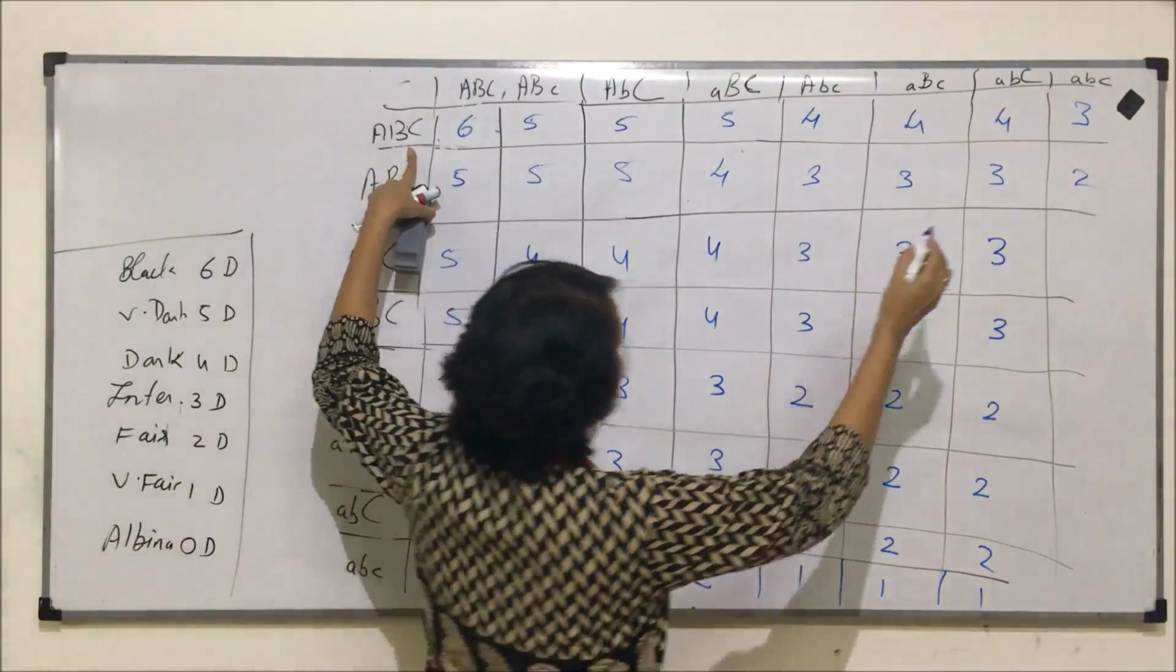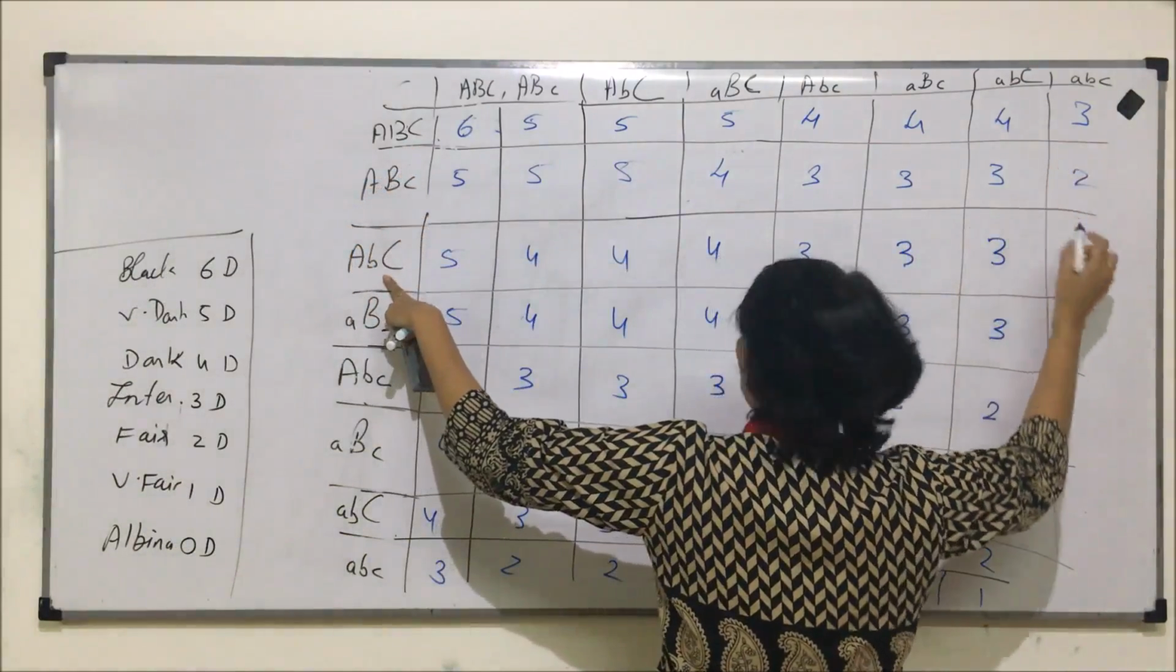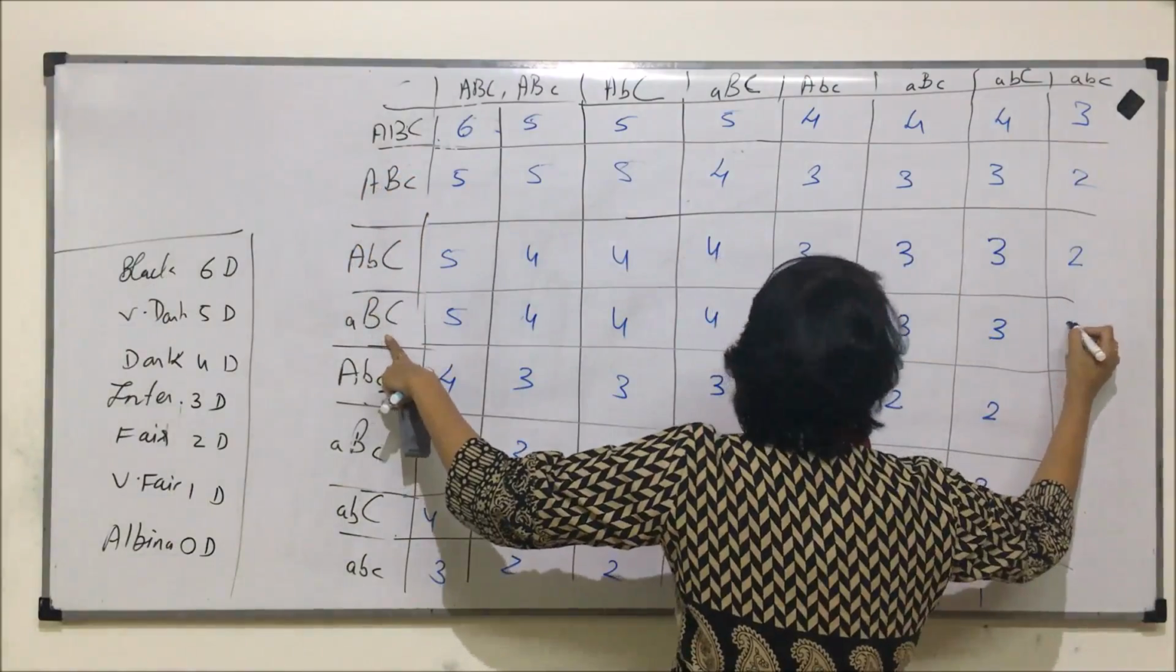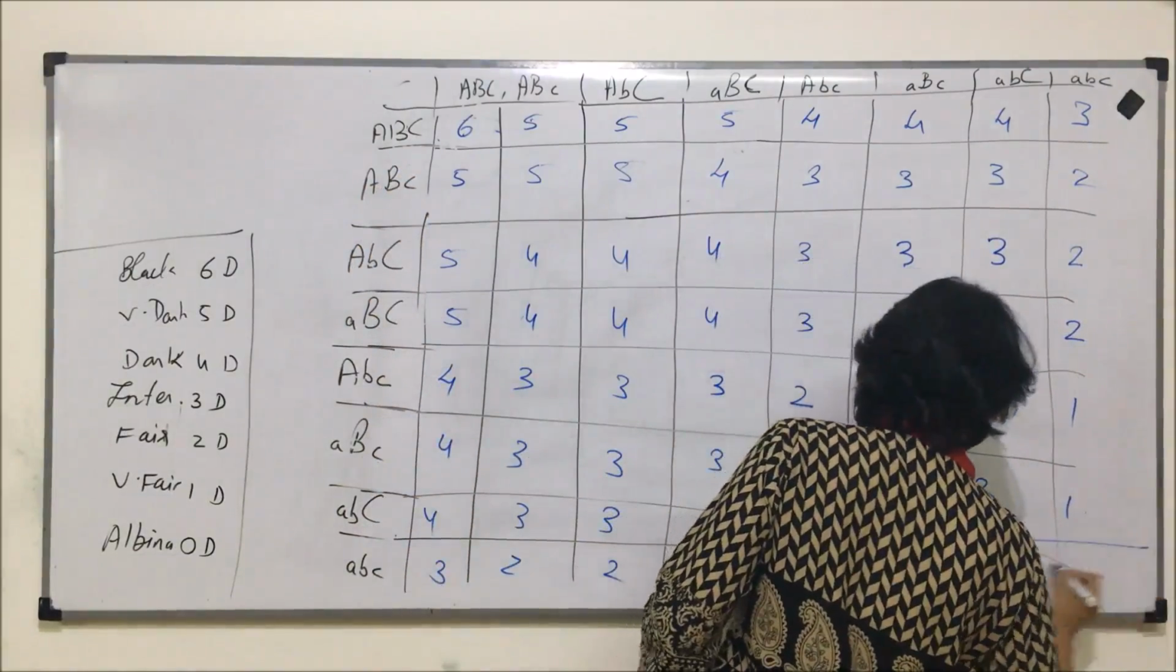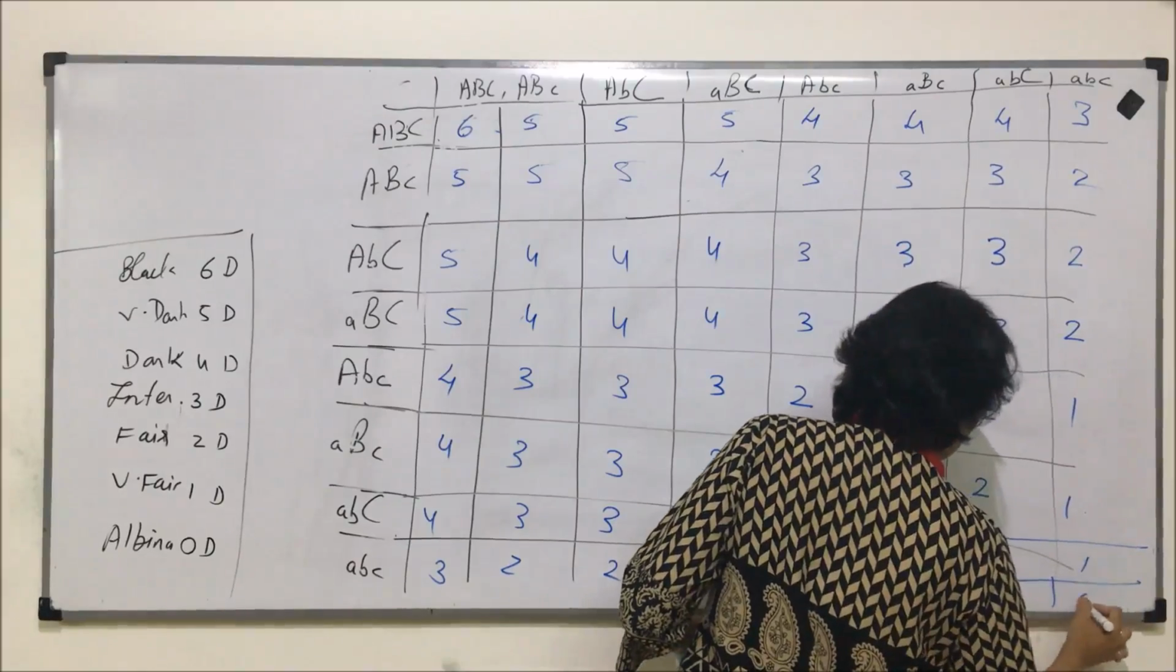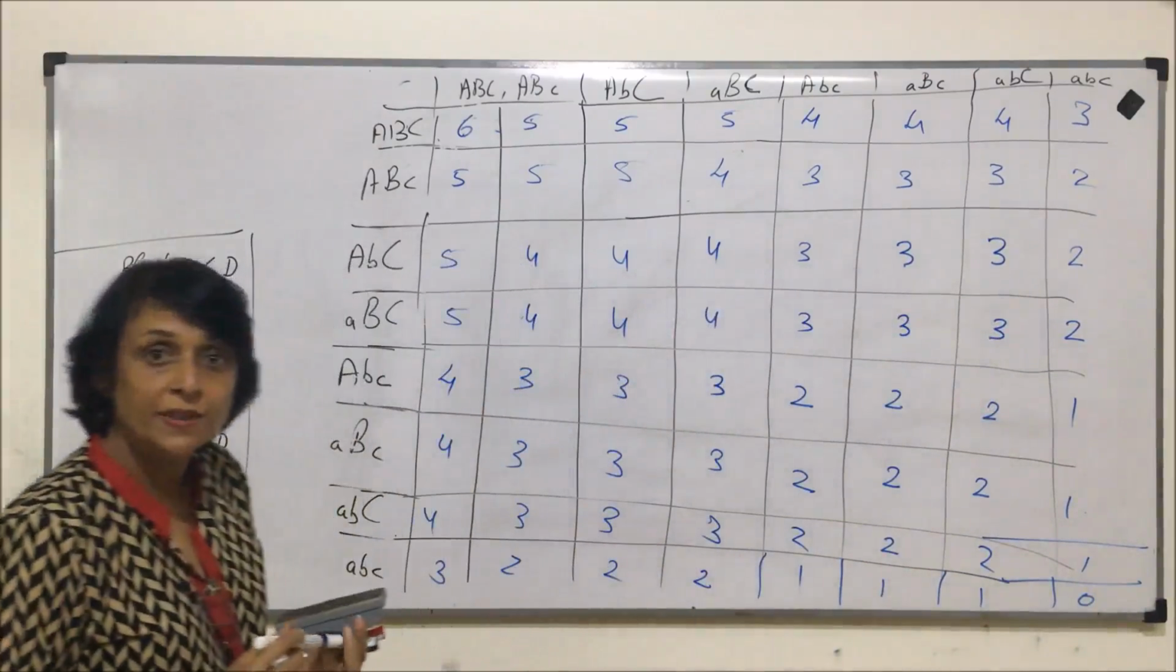Now let us talk about the next one. That is the last one. We have done these two. Here, no dominant, so 2 from here, 2 from here, 1 from here, 1 from here, 1 from here, and 0 from here. No dominant.